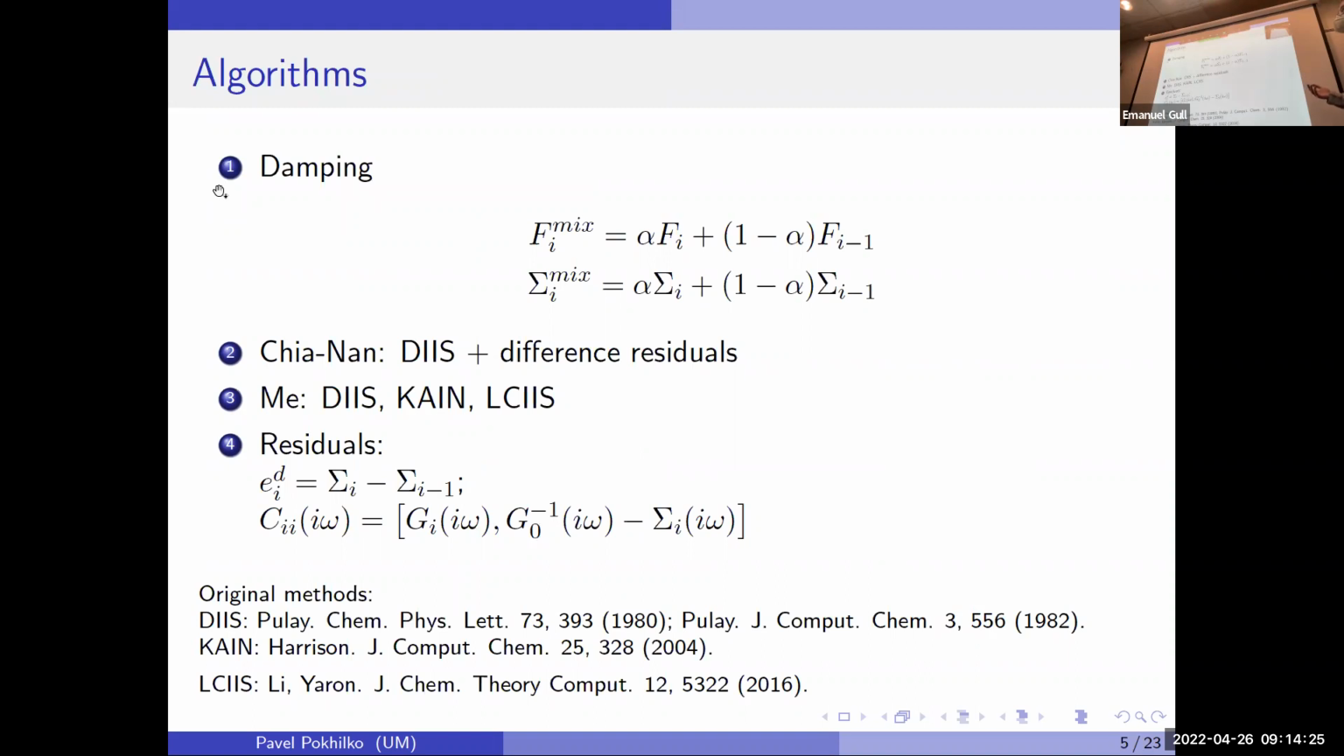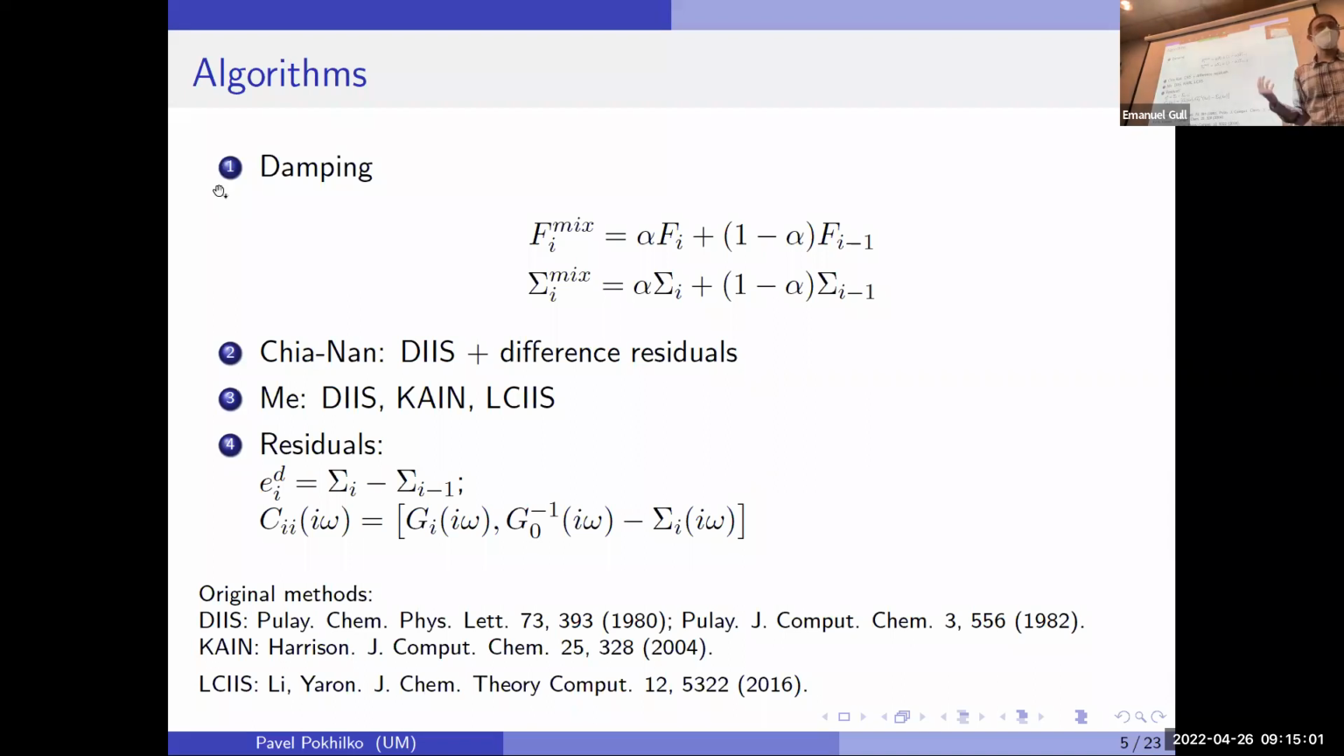So most of the time, simple damping is used, that is defined here. The resulting Fock matrix is obtained as a mixture of the Fock matrix from the previous iteration with a constant weight alpha, and the same is done for self-energy. Damping usually leads to convergence and usually stabilizes iterations, but the problem with it is that it is very slow, and many iterations can be required to reach the convergence.